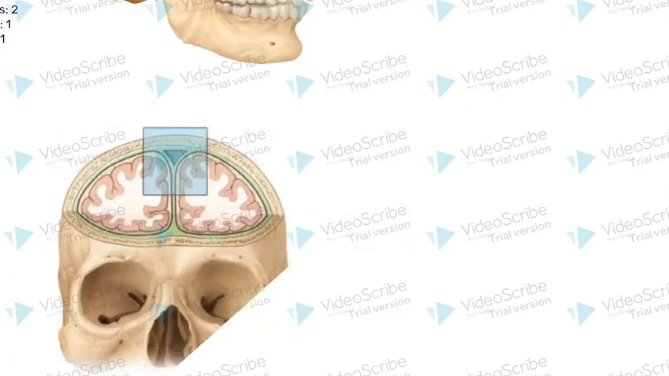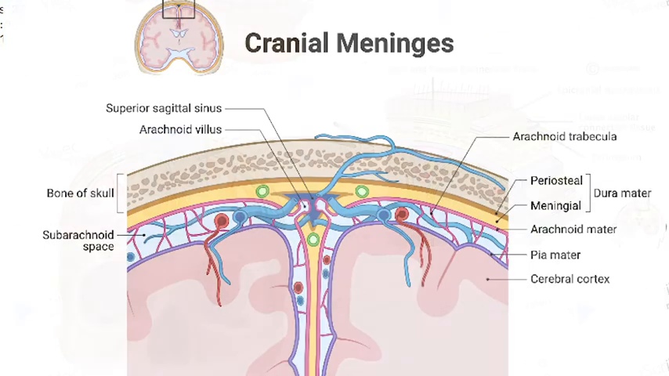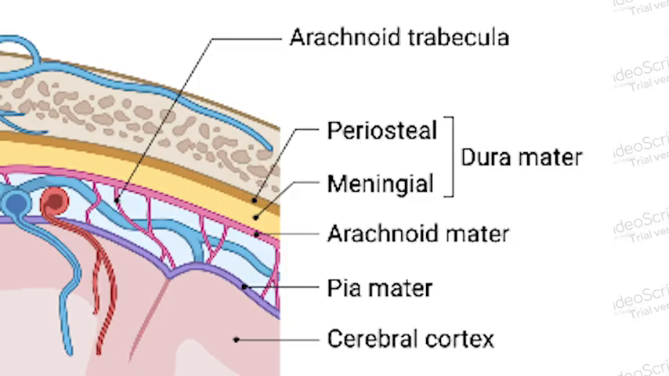Externally, the head, excluding the face, is covered by the scalp. It consists of 5 layers, namely the skin, dense connective tissue, aponeurosis, loose areolar tissue, and the pericranium. Internally, the cranium is lined by membranous coverings called the cranial meninges. They are composed of 3 membranous connective tissue layers named the dura mater, arachnoid mater, and the pia mater.